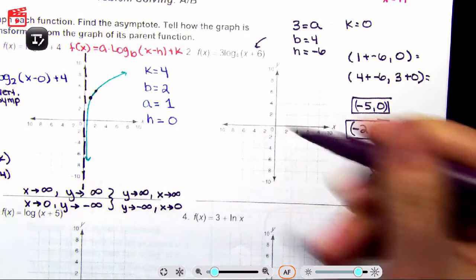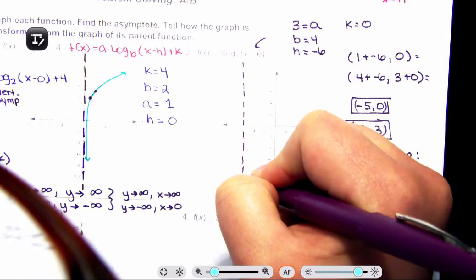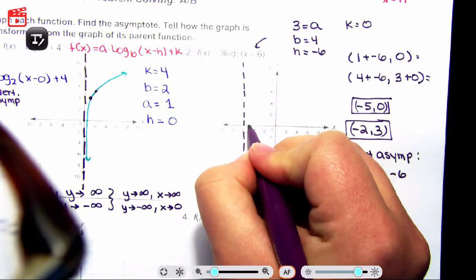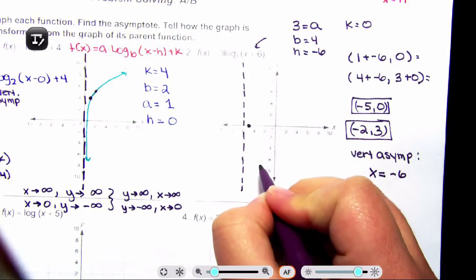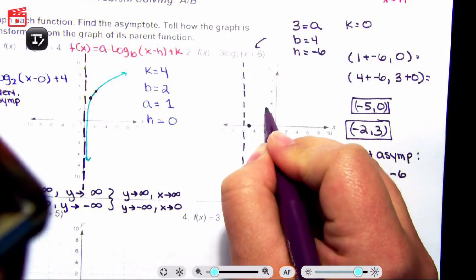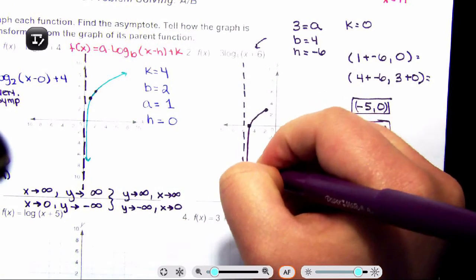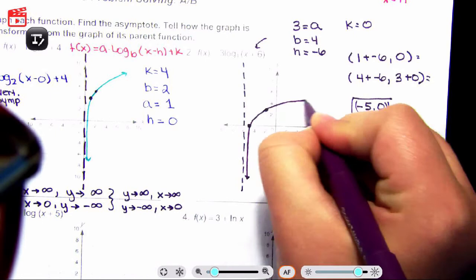So let's find this negative 6. Negative 6 is right here. Make sure you do a vertical asymptote for logarithms. First point is negative 5 and 0. Secondary point is negative 2 and 3. Again, it's going to have a curve, just like an exponential curve had a curve. Logarithmic is also a curve.